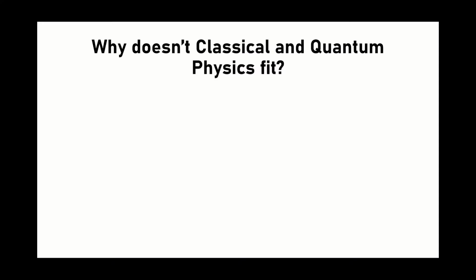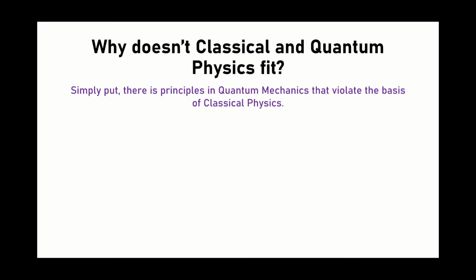Now, that begs the question on why doesn't classical and quantum mechanics fit together? Well, simply put, there are principles in quantum mechanics that violate the basis of classical physics. One of these principles is the uncertainty principle. Now, the uncertainty principle follows as this. If you try to measure one aspect of a quantum particle, let's say its velocity, then the less we know about another aspect of that particle, such as its position.